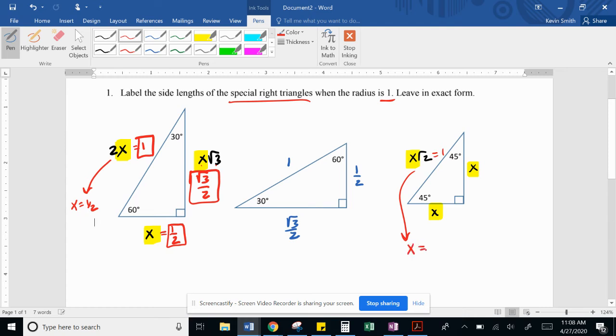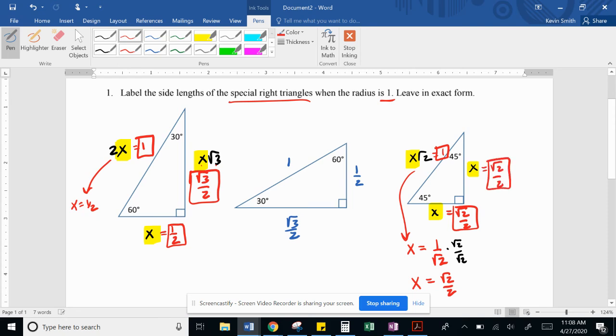Divide both sides by the square root of 2. You get 1 over the square root of 2. Then you need to rationalize it. Multiply top and bottom by root 2 over root 2, and we end up with x equals square root of 2 over 2. And that's what our three sides are: root 2 over 2, root 2 over 2, and 1.